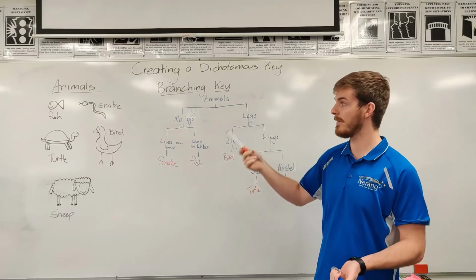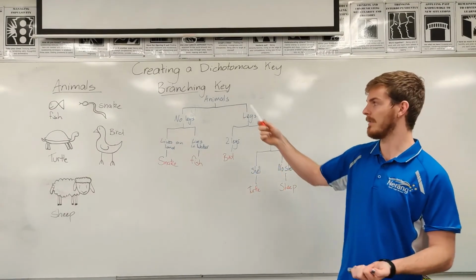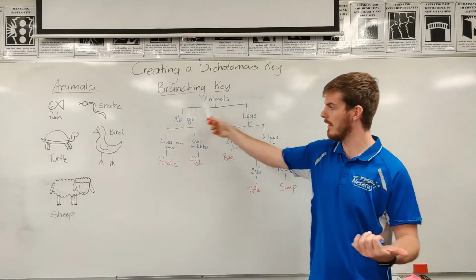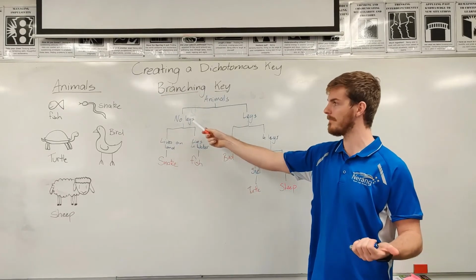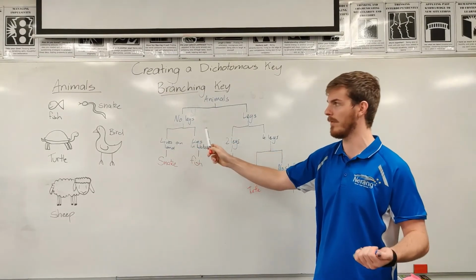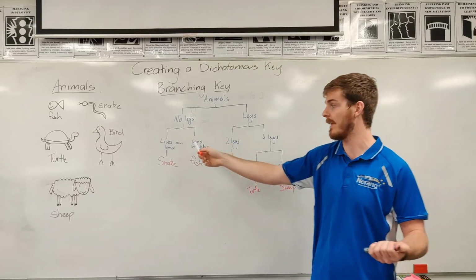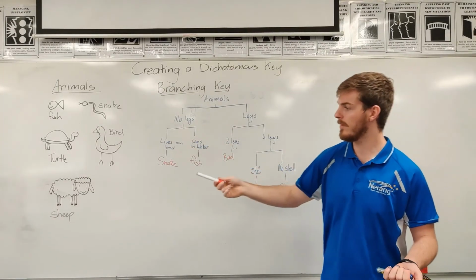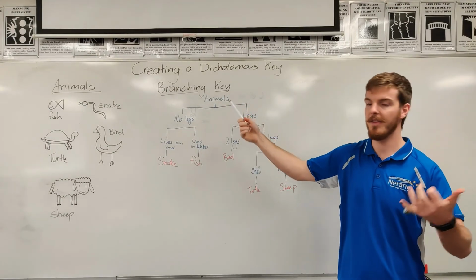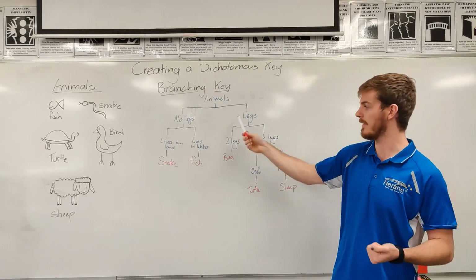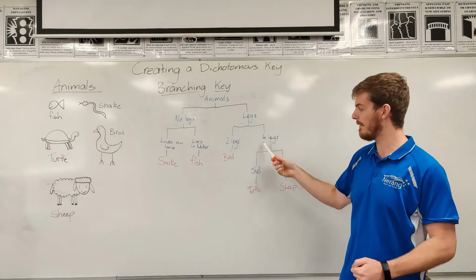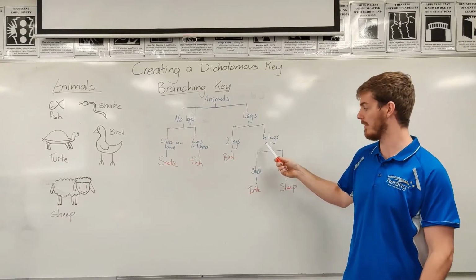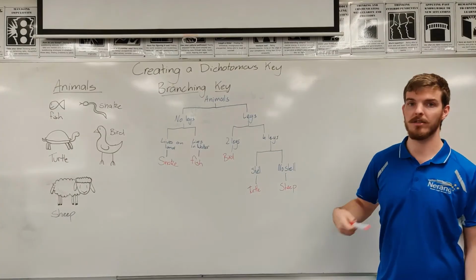If we wanted to know the name of snake, we could start again. Is it an animal? Yes. Does it have legs? No. Does it live on the land or live in the water? It lives on the land. Down, it's a snake. Sheep is an animal. Start there. Does it have legs? Yes. How many legs does it have? 4 legs. Does it have a shell? No shell. It is a sheep.